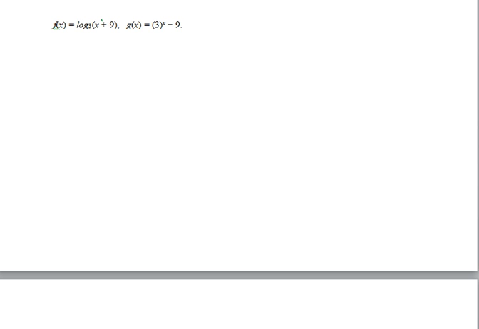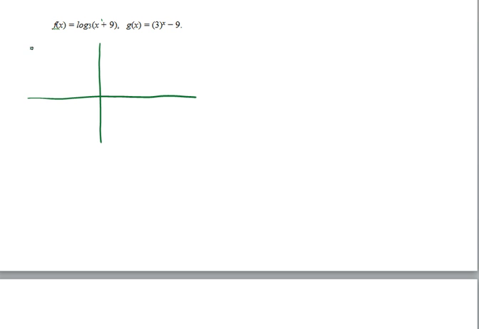where f of x is log base 3 of x plus 9, and g of x is 3 to the x minus 9. These graphs will have different shapes because our base now is larger than 1 instead of between 0 and 1. Here we have log base 3 and exponential base 3. So f of x is log base 3 of x plus 9.